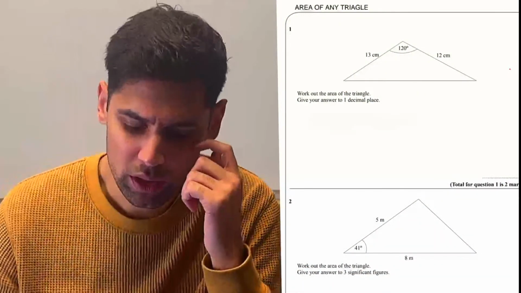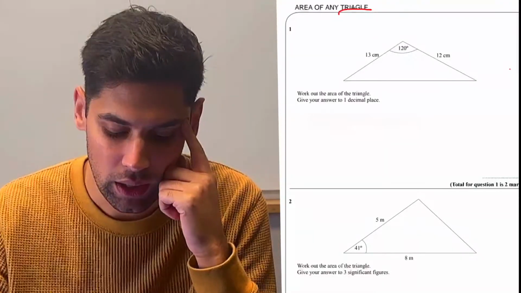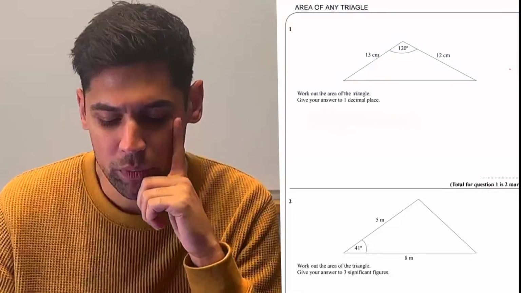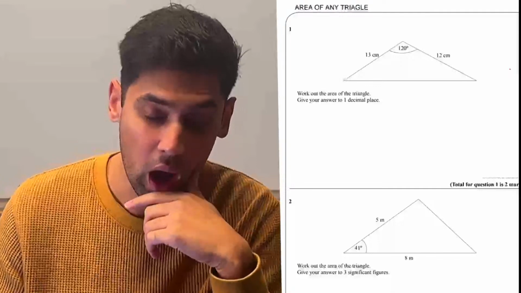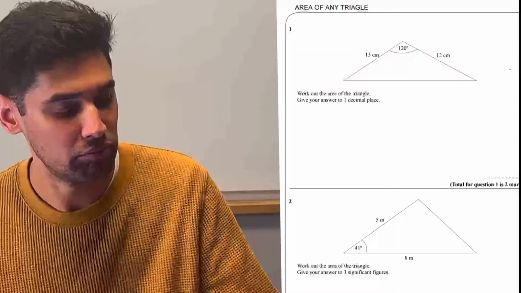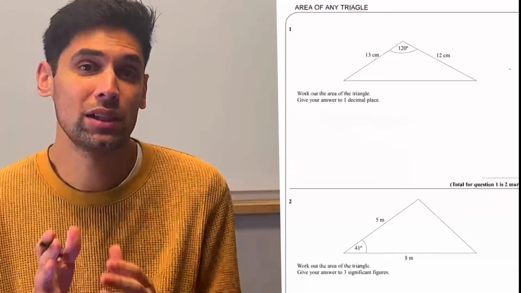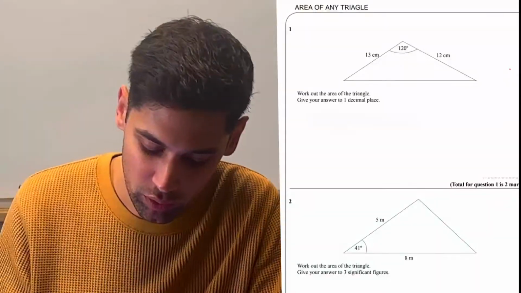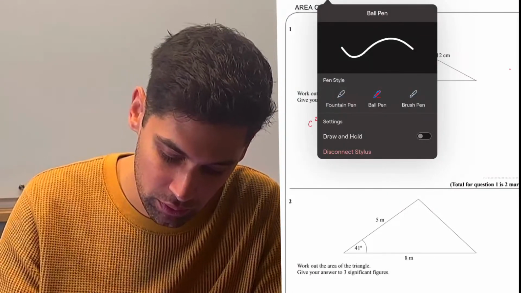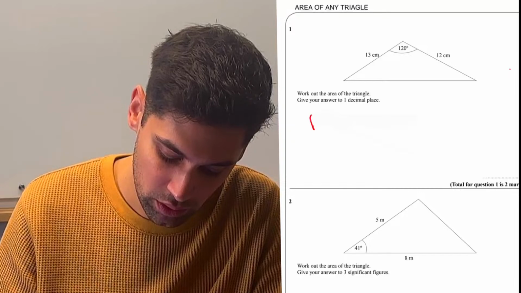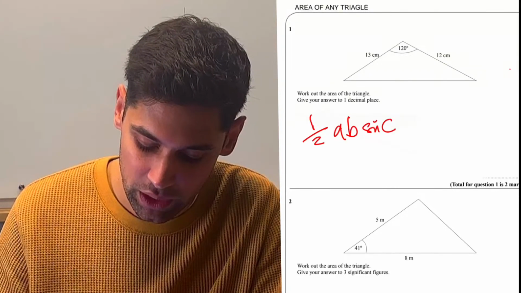Okay, so we're going to start with area of any triangle, as we've said on here. So first of all, the formula. Now we know that when it comes to a right angle triangle, we got half base times height. We learned that in year 4 or 5 or something, and we forget it pretty soon after. But the one we need to deal with today is half AB sine C. So I'm going to write that on the page here. There we go. Half AB sine C.